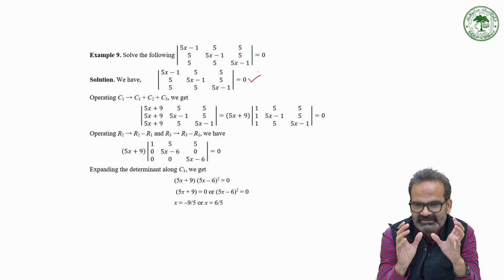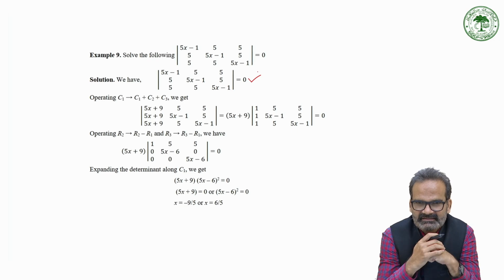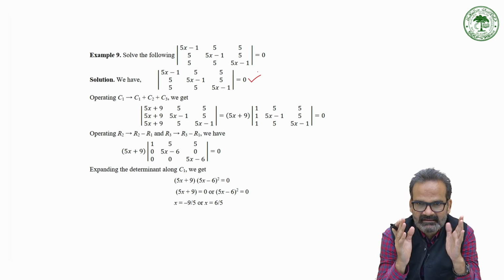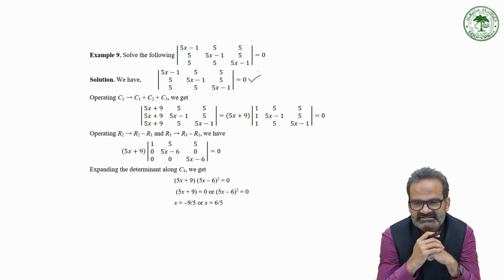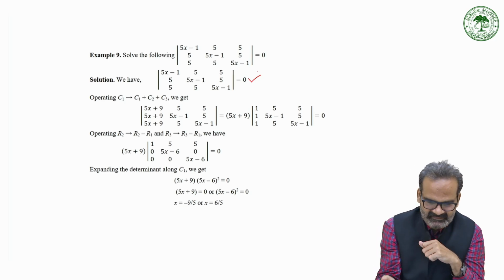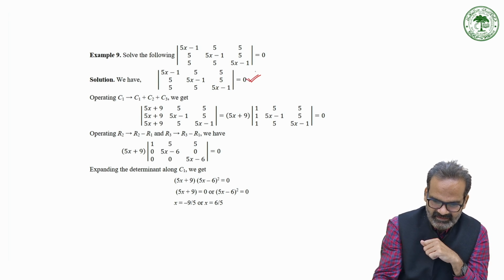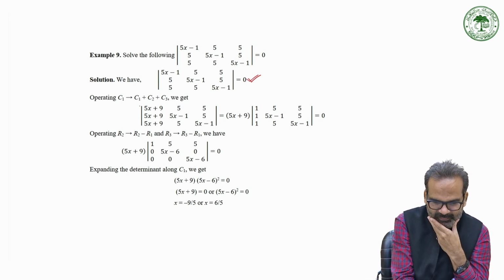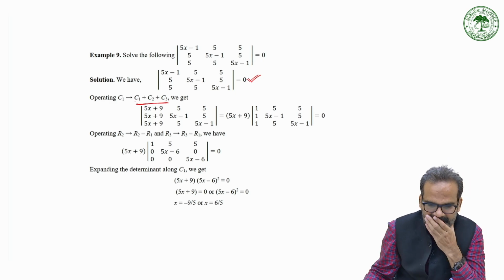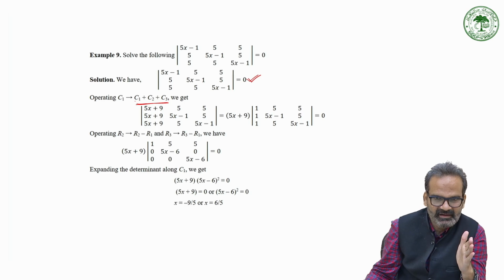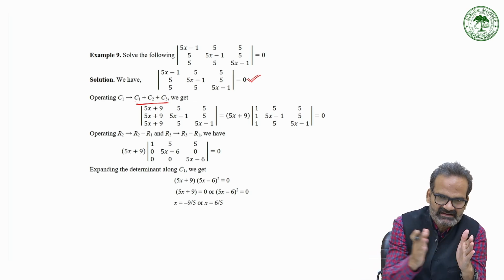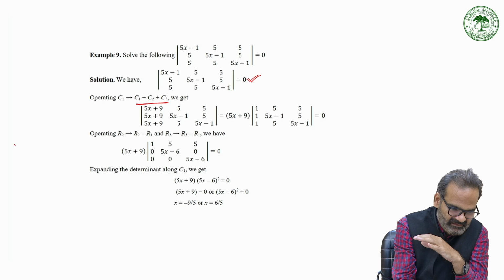So, we will use the shortcut method to avoid any confusion as well as to make the calculations easy. Also, the time saving factor matters. So, see what we are doing here. This is our determinant, right? We are using the operation C1 plus C2 plus C3. It means in column 1 we are adding column 2 as well as column 3, right?